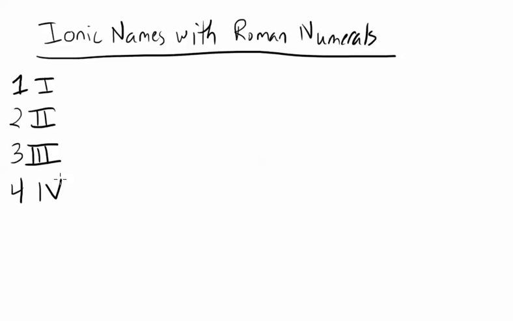4 looks like IV, 5 is a V, 6 is like a VI, 7 is like a VII. So those are the Roman numerals you need to be familiar with. 8 would be like VIII, but we don't need to know it for this.